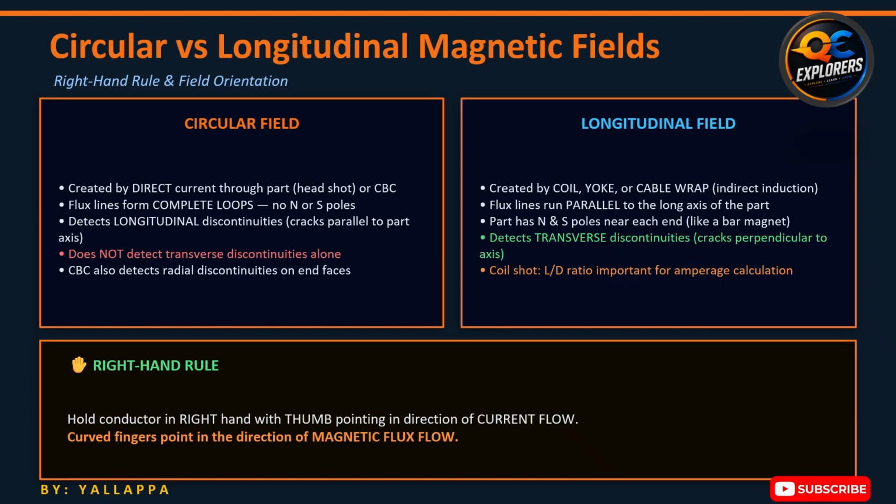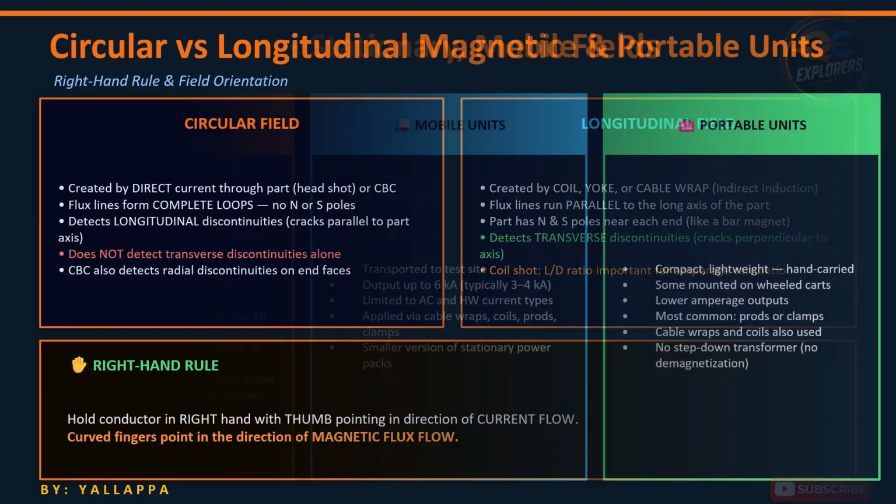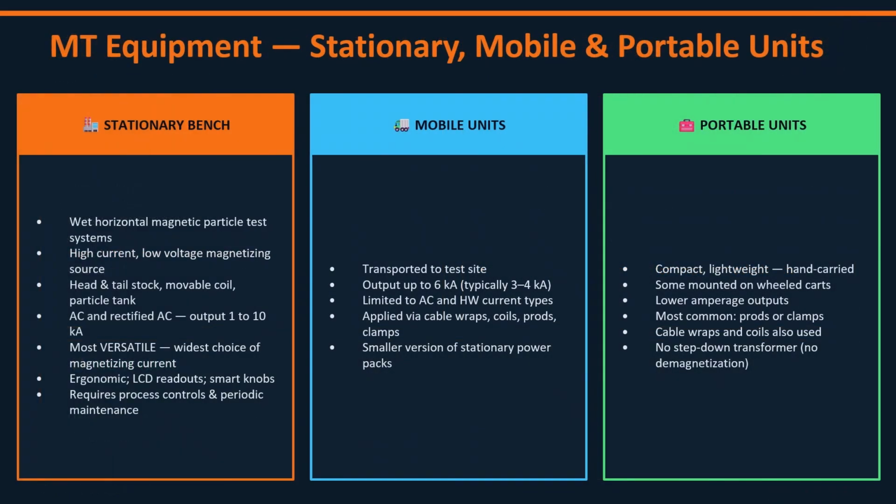If you remember only one relationship from this section, remember this: circular field for longitudinal flaws, longitudinal field for transverse flaws. The two are complementary, and that is why inspection direction must change. MT equipment ranges from large stationary benches to mobile power packs and small portable units.